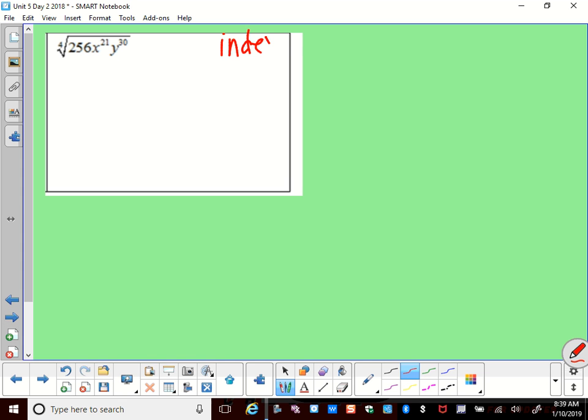What is my index here? 4. All right, that's my magic number. I'm going to go ahead and rewrite my radical and my index. Someone type in, what is the 4th root of 256? Is it 4? Someone double check, Bryce. All right, good. So I bring that 4 out, basically like free from jail.